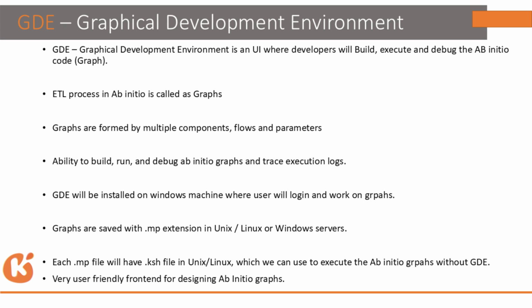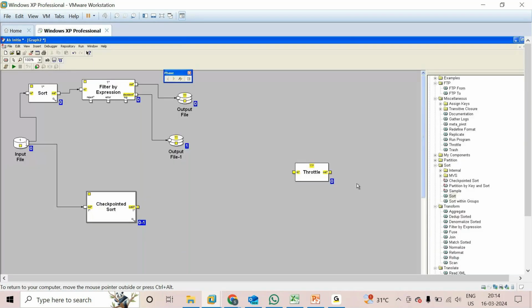Let's say it will be installed on our local machine, wherever you're working, our desktop or laptop. So this particular software will be installed on our local machine. This is the GDE. GDE stands for Graphical Development Environment. Using this GDE, we can develop the graph.